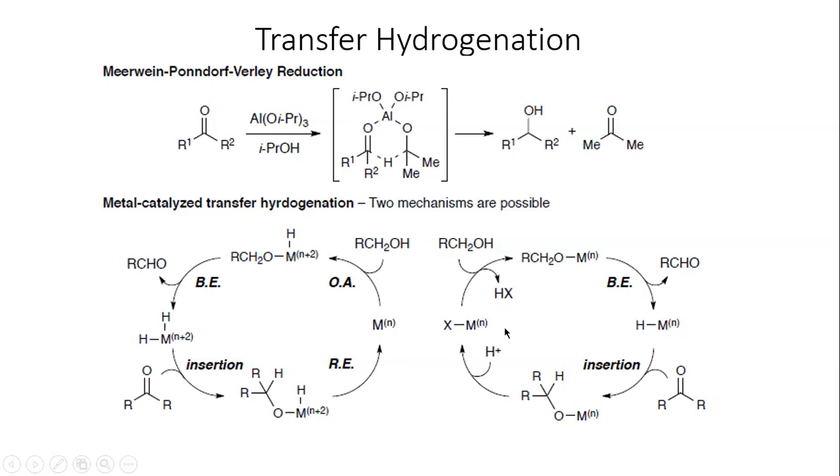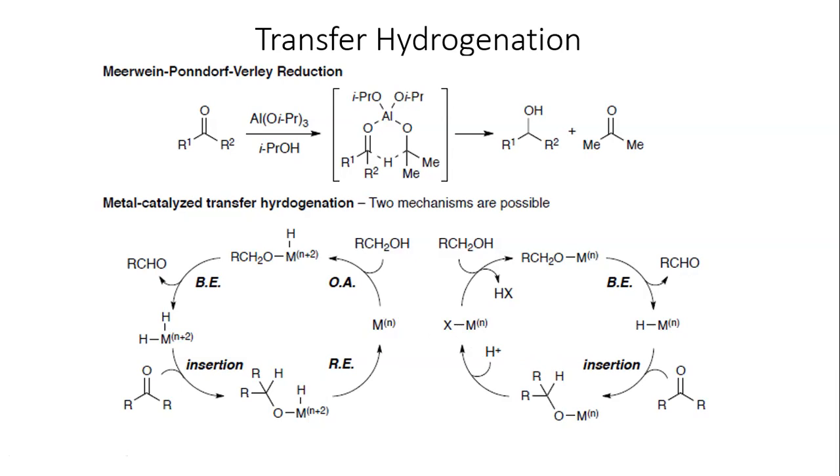hydrogen. And then over here, you start with a metal monohydride, you do insertion, and then you add a proton, right? And then what happens is you lose HX, but at the same time, you also add in a second equivalent of your alcohol. So that gets you to this metal alkoxide complex right here, right? And then if you do beta elimination, you're going to get off the aldehyde and form the metal hydride. And then the metal hydride inserts back into the carbonyl. And that's how you get your alcohol here, right? You add in H plus, you lose the alcohol, and then you end up with this metal halide, right? So it's two different mechanisms proposed for metal catalyzed transfer hydrogenation.